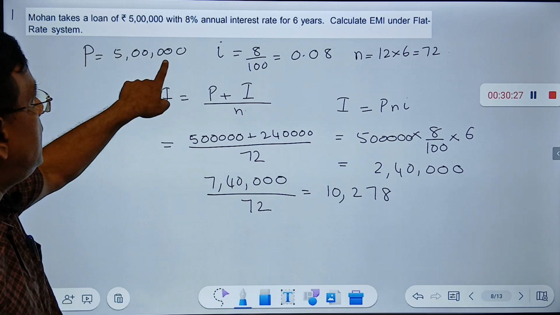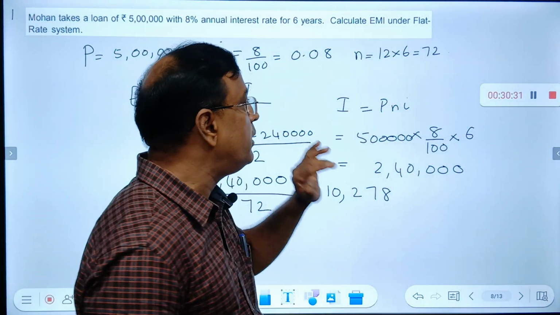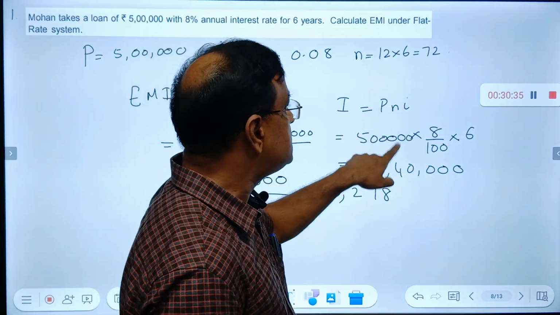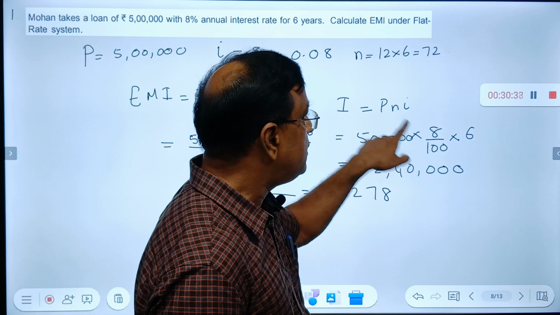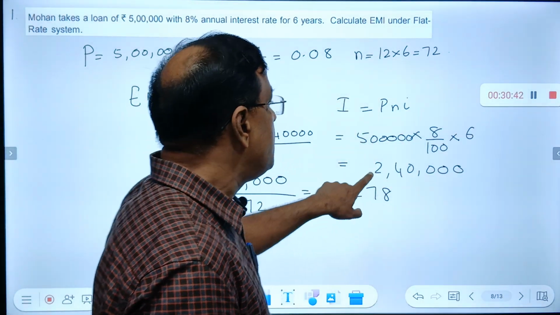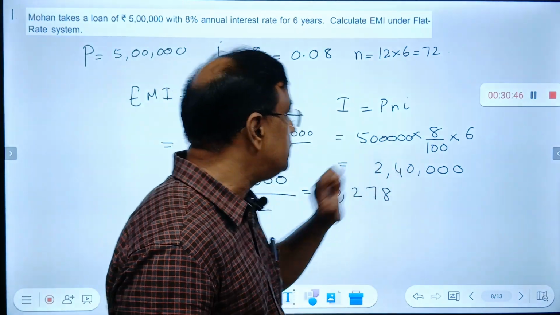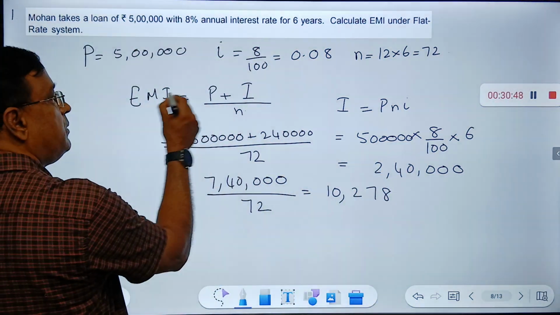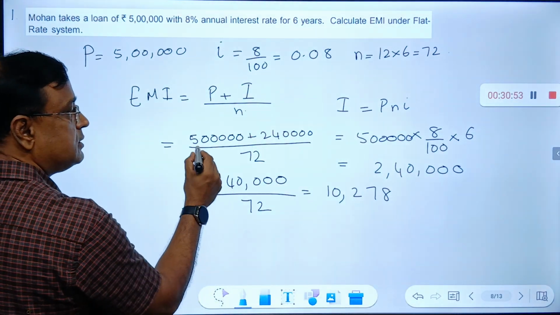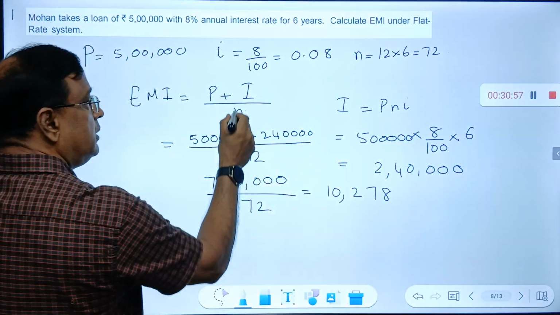The principal is 5 lakhs. Interest is 8% per annum. So I calculate simple interest. How do I calculate simple interest? PNR over 100. P is 5 lakhs. Interest is 8 by 100. N is for 6 years per annum. Okay, for 6 years. And since the principal doesn't change, interest is 2,40,000. Now what do you do? EMI is P plus PNR by N, where P is 5 lakhs and interest is 2,40,000 and N is 72.